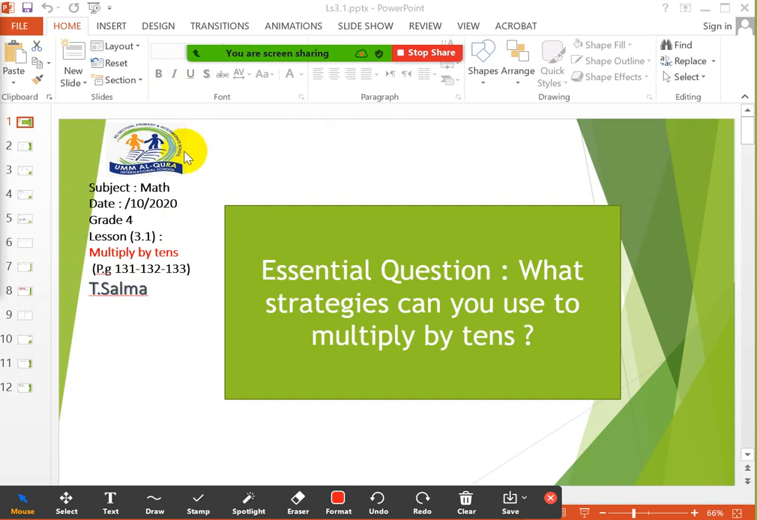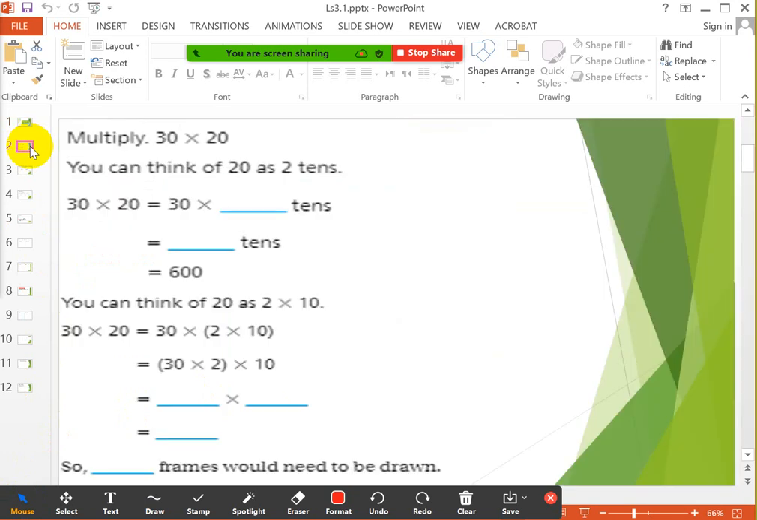Today we will talk about multiplying by tens numbers. And I will use different strategies to multiply a number by a tens number. So let's start with the first exercise and see which strategy I will use to find my answer.